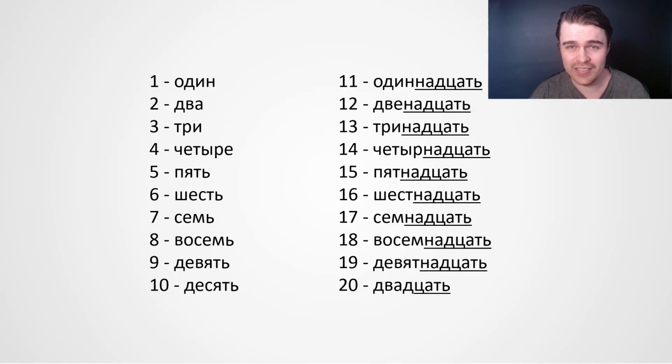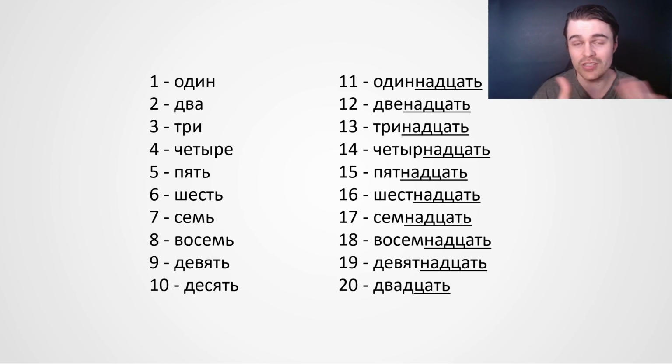Alright, so then we have 11 to 20. For example, 11 is одиннадцать. Normally you just add нацать, which I believe refers to 10 in some way. I don't actually know what it means, I just know how to say it. Одиннадцать, двенадцать, тринадцать, четырнадцать. You basically take the first number and add нацать to the end. Пятнадцать, шестнадцать, семнадцать, восемнадцать, девятнадцать.